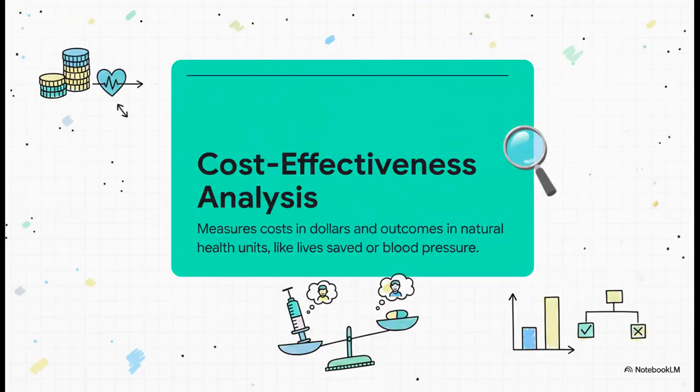At its core, CEA is a pretty straightforward comparison. On one hand, you measure the cost of a treatment in good old-fashioned dollars. But the real magic is how it measures the outcomes. It's not about money. It's about what are called natural health units. And that's just a fancy way of saying the real health improvements that we actually care about. You know, lives saved, infections cured, or even a specific drop in blood pressure.